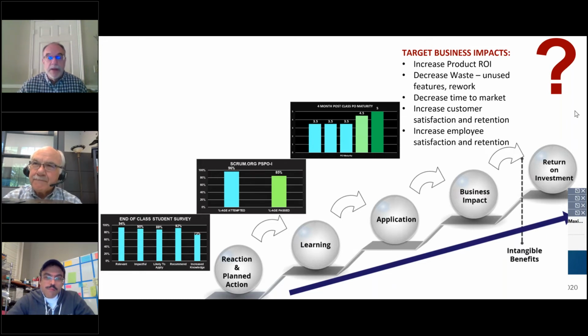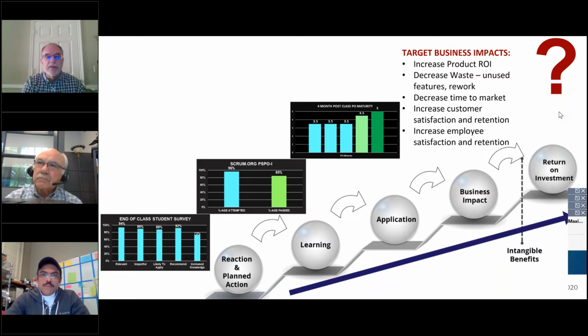But again, lots of things have happened that have prevented that. So what are the targeted business impacts that we should see from the training? And this is something that I don't know that people do often enough when they start doing Agile training, or just when they do an Agile transformation. Where do we want to go? What do we want to see out of this other than, oh, we want to become Agile?